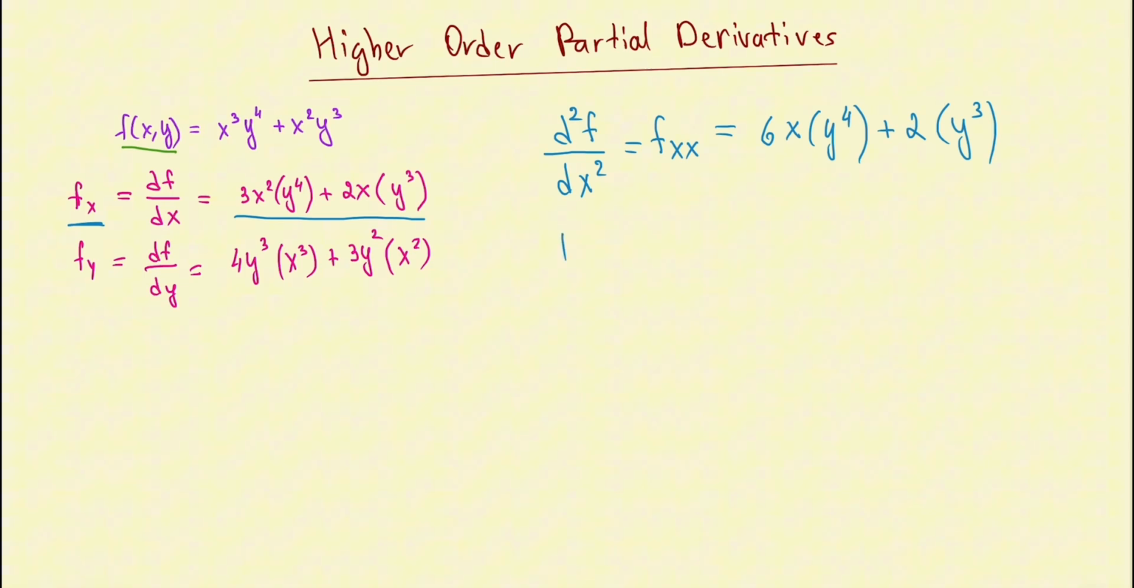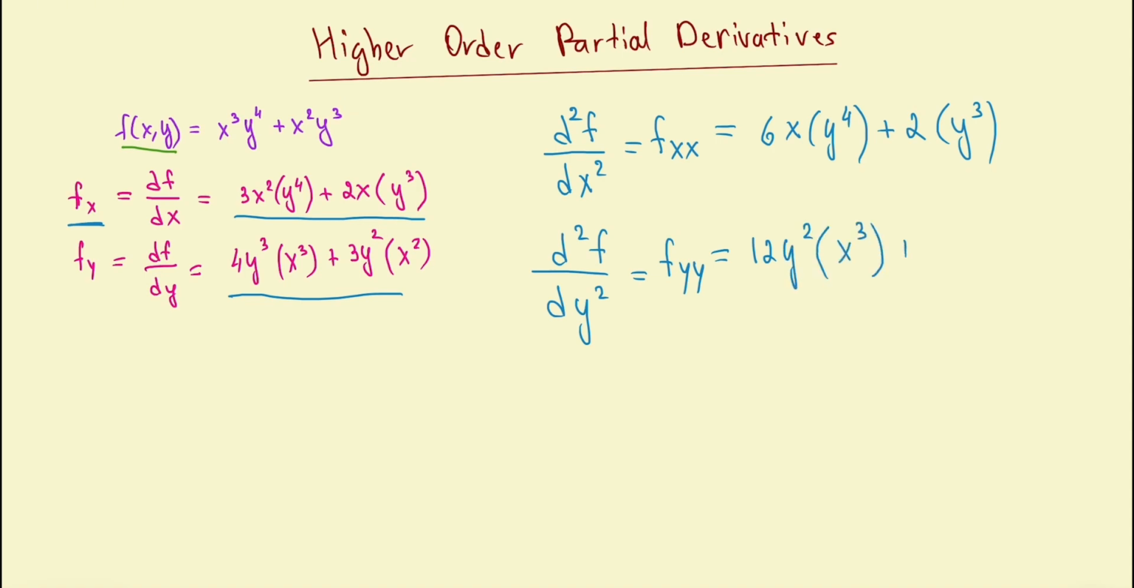We could also find the derivative of this function with respect to y twice. That's going to be f of y y. So here, we derived it one time, now we're going to derive the second time. So we're going to have 4y cubed, and the derivative of that is 12y squared. x cubed is going to be the constant, plus 3y squared, the derivative of that is 6y times the constant.